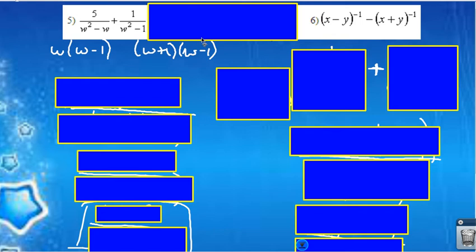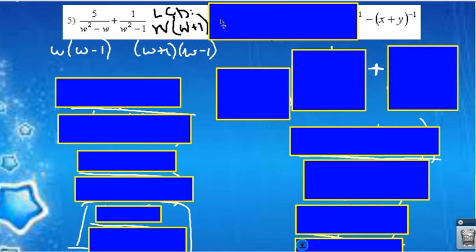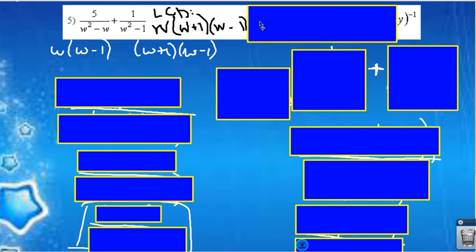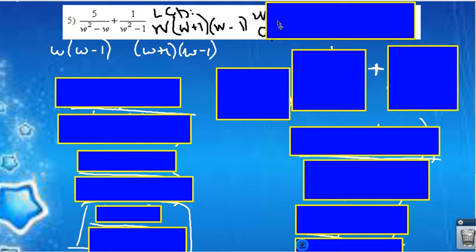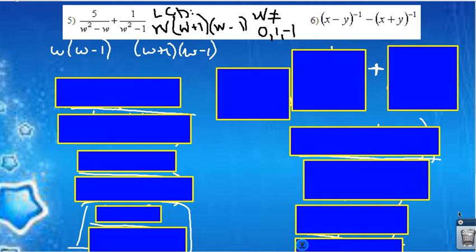You can kind of think of the LCD as a collection of factors. We have a factor of w, we have a factor of w plus 1, and we have a factor of w minus 1. All 3 of those are going to be part of the LCD. And since in this one we're only working with one variable, we can write our excluded values. There are 3 numbers that w cannot be based on this denominator. w cannot be 0, w cannot be negative 1, and w cannot be 1. Any of those numbers would force your denominator to 0, and it would result in an undefined fraction.